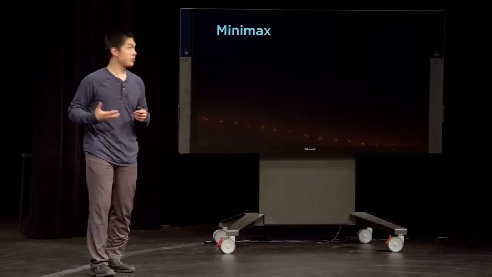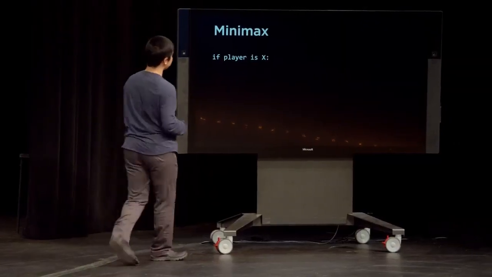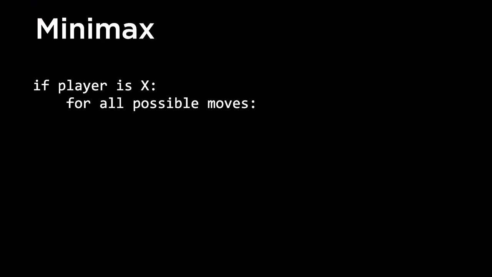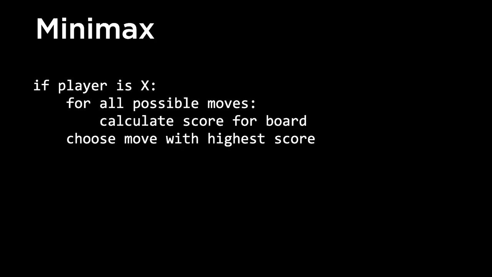Consider all of the possible moves you could make, and then recursively, in a sense, consider if I make my best move, what's my opponent going to do in response, and then what could I do in response to that? And we could formulate that as a little bit of pseudocode by saying, if the player is X, well then for all of the possible moves, let's go ahead and calculate a score for that board, the same way we were just doing. By recursively following all the possible moves, let's get a score for that board. And let's choose the move with the highest score.